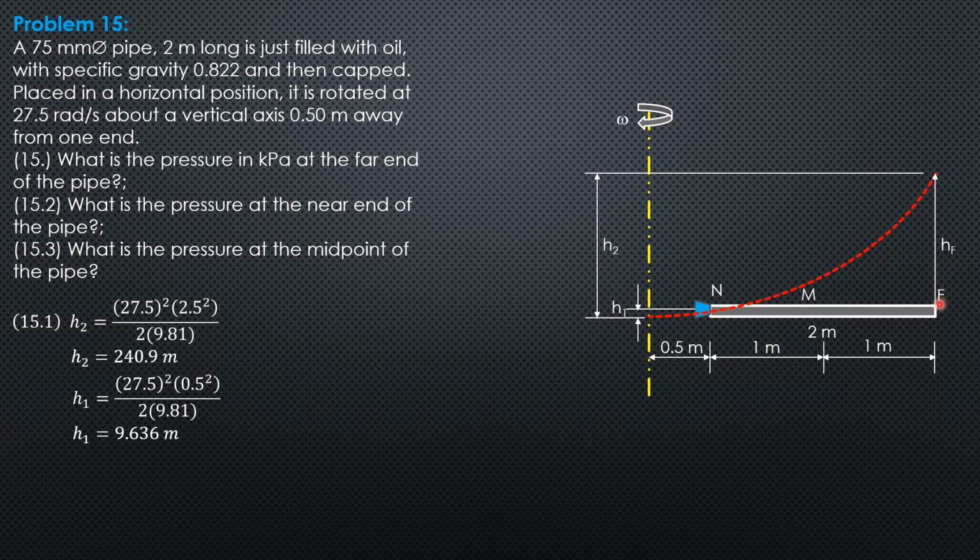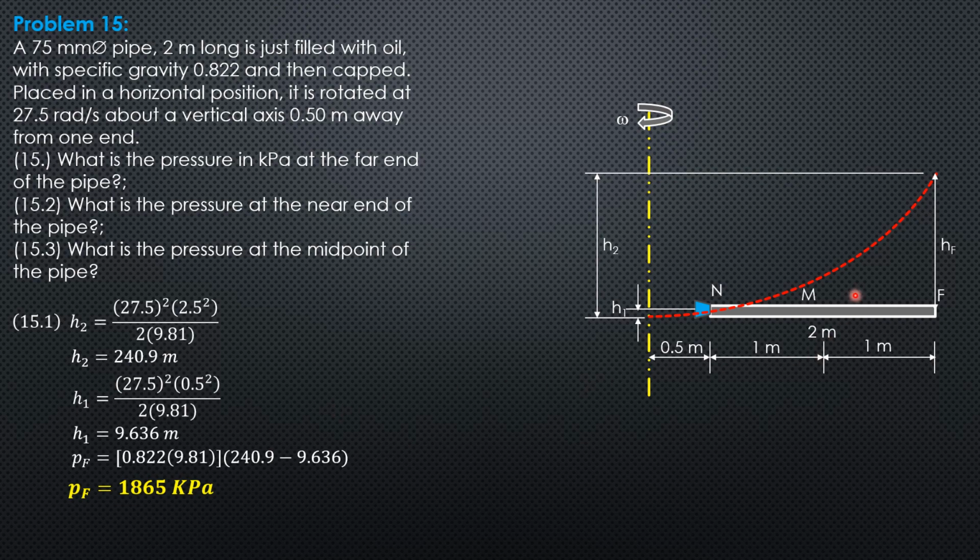Therefore, the pressure at the far end is equal to specific weight, 0.822 times 9.81, times HF, which is the difference between H2 and H1. So 0.822 times 9.81 times the quantity 240.9 minus 9.636. So the pressure at the far end is equal to 1865 kilopascals.